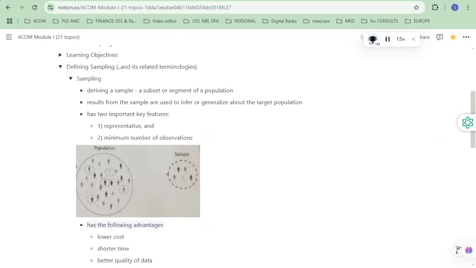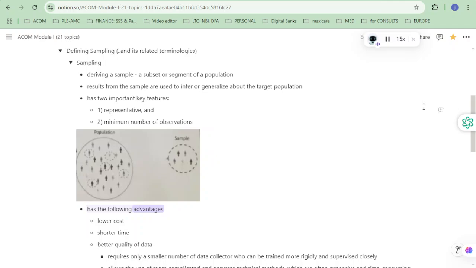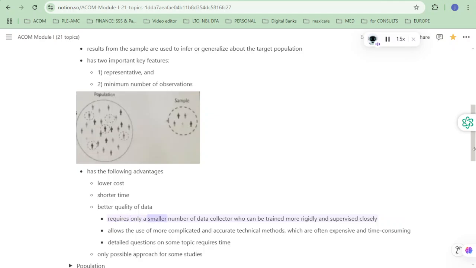Sampling has the following advantages: lower cost, shorter time, better quality of data. It requires only a smaller number of data collectors who can be trained more rigidly and supervised closely. It allows the use of more complicated and accurate technical methods, which are often expensive and time-consuming. Detailed questions on some topics require time. It is the only possible approach for some studies.